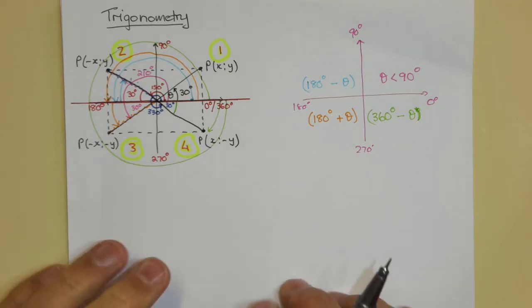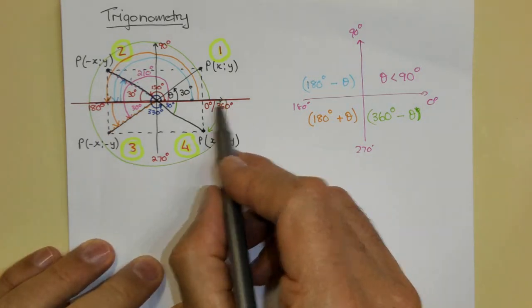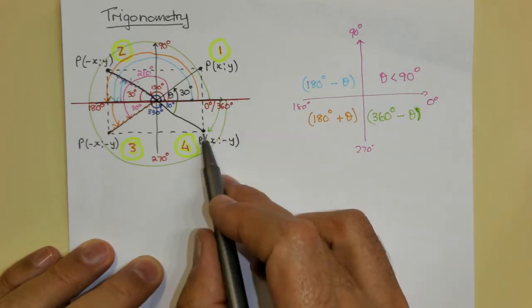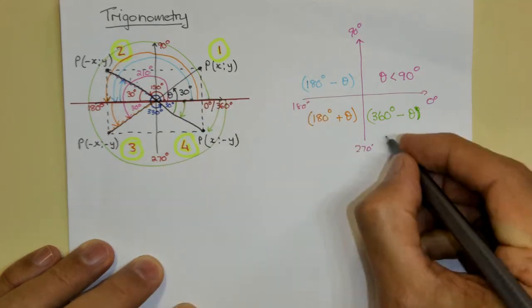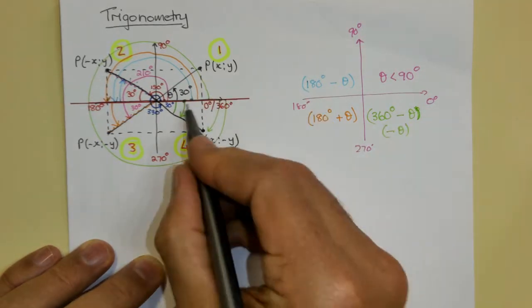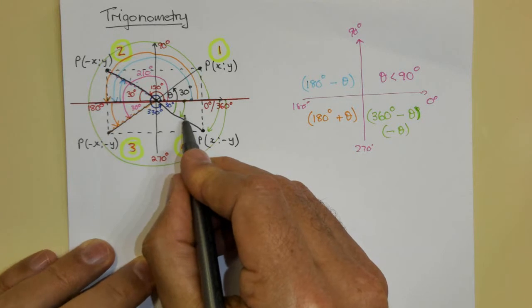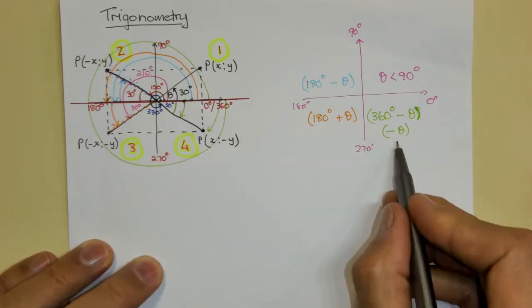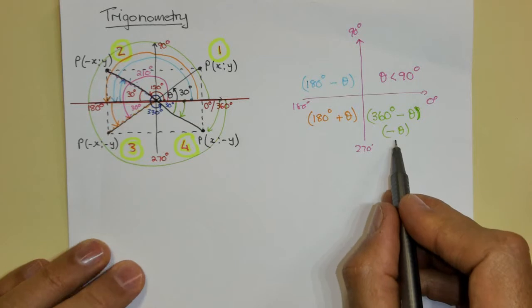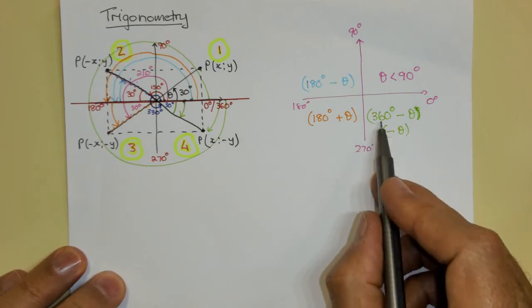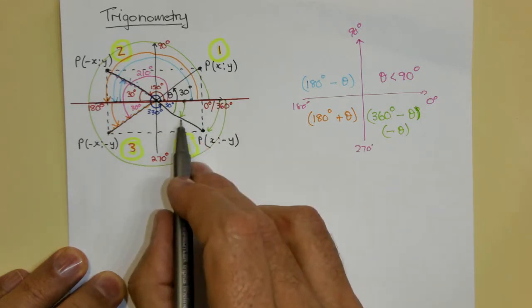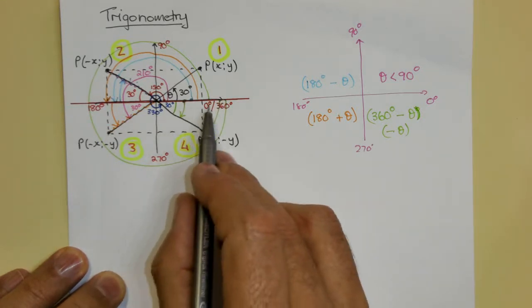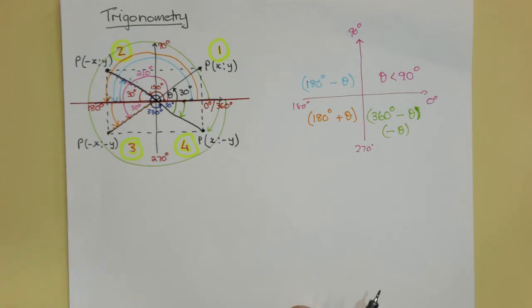Now there's 2 things I can do there. I can either say I go the full revolution and come back, or I can just see it that from this horizontal I moved theta degrees in a clockwise direction. Hence, I am sitting with my negative angle. Okay, so I can say it's 360 minus theta, meaning I go full, come back, or I can just bounce down from my horizontal. Okay, now there's a lot of different things to remember here.